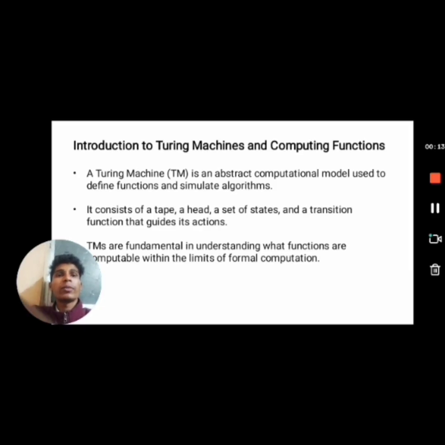My topic is Introduction to Turing Machine and Computing Function. A Turing Machine is an abstract computational model used to define functions and simulate algorithms. It consists of a tape, head, set of states and transition function that guide its action. TMs are fundamental to understanding what functions are computable within the limits of formal computation.